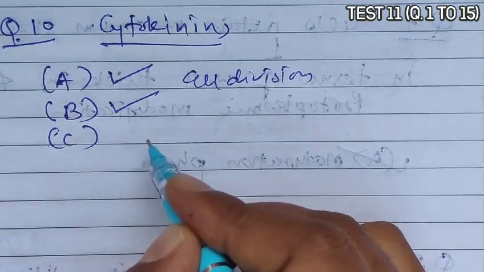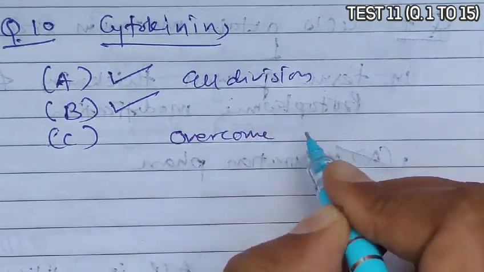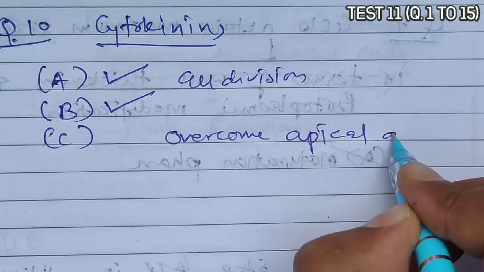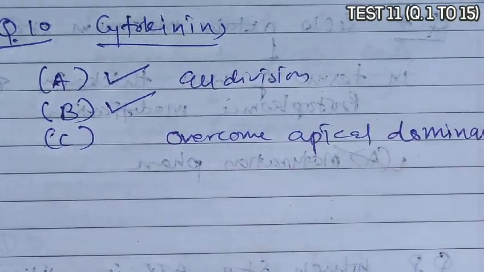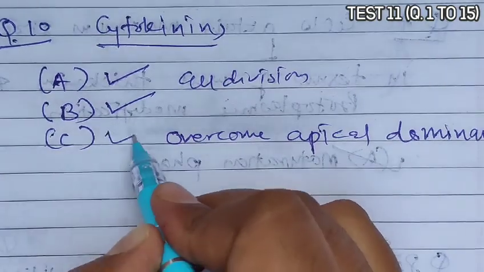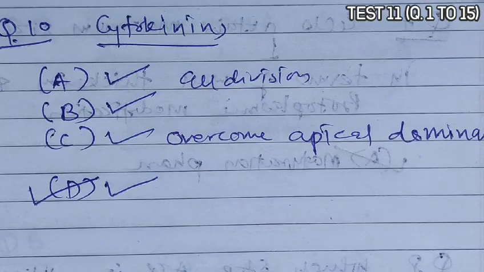C is given as help you to overcome apical dominance. Yes, it is an effect antagonistic to the auxin and it occurs. And D is given as all of the above, it is also correct. So option D become the correct answer.